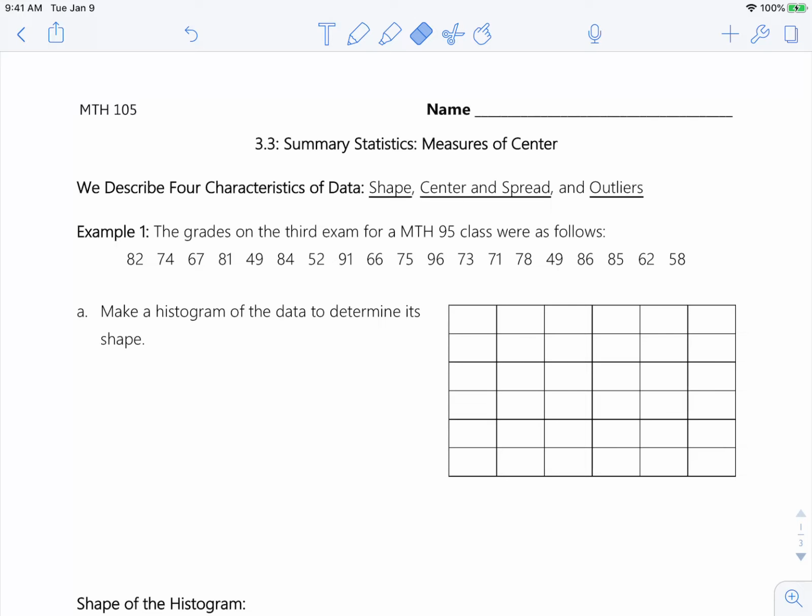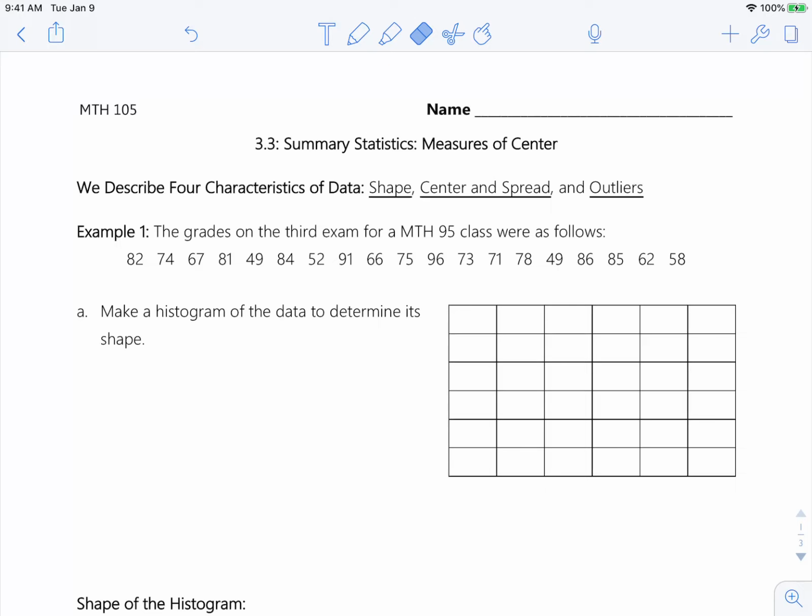Hi class, these are your notes for 3.3. We're still dealing with summary statistics. Now we're going to focus on measures of center. We describe 4 characteristics of data using the shape, the center and spread, and outliers. So we're going to talk about all of these things in these notes.